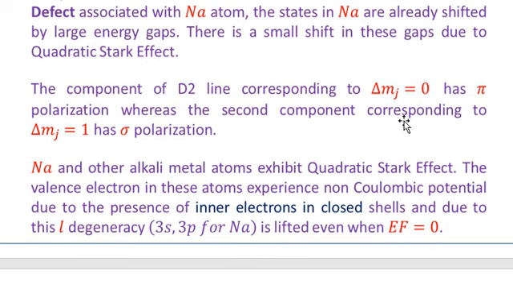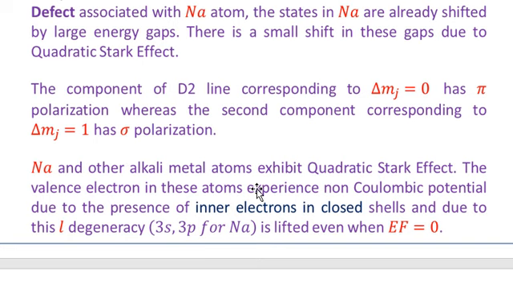The component of the D2 line corresponding to delta mj equal to 0 has a pi polarization, whereas the second component corresponding to delta mj equal to 1 has a sigma polarization. The pi polarization means that the electric field of the light is parallel to the direction of the applied electric field. The sigma polarization means that the emitted light is also polarized, but its electric field is perpendicular to the direction of the applied electric field.